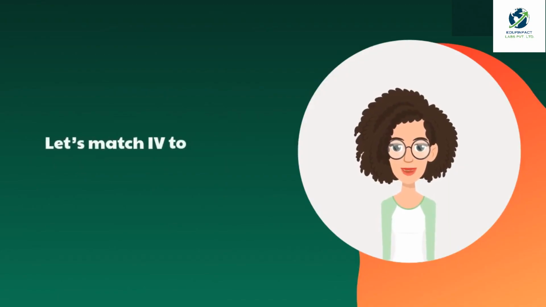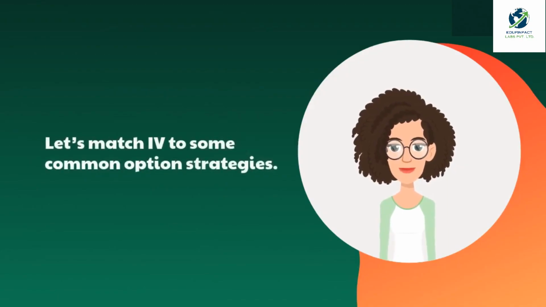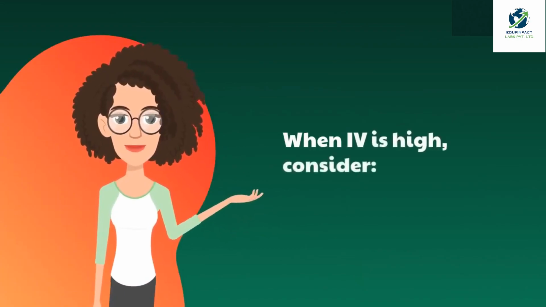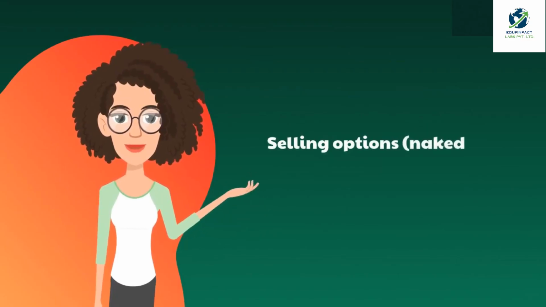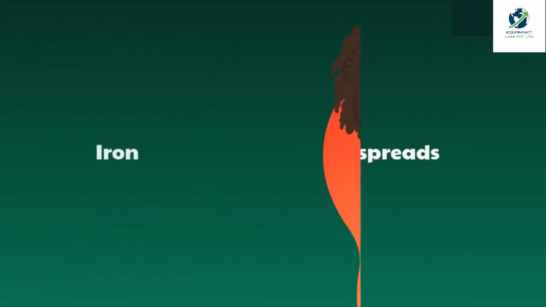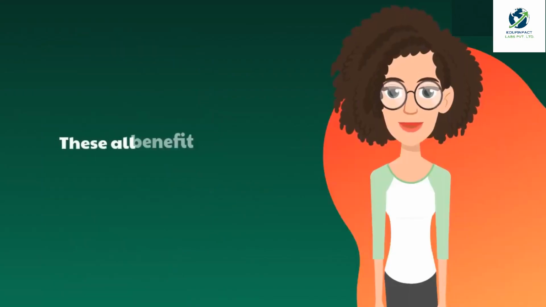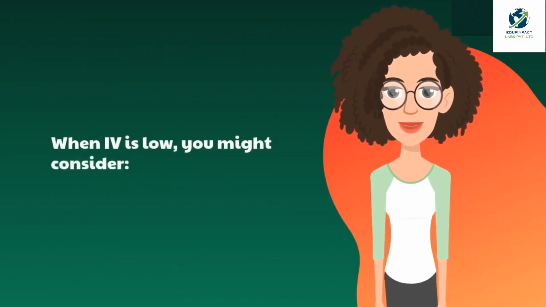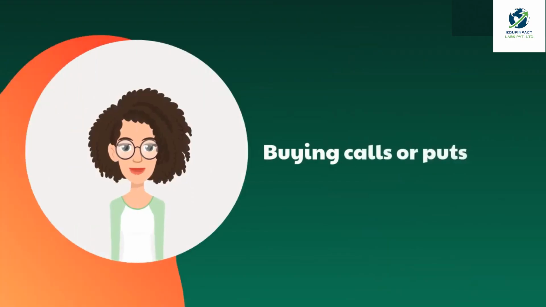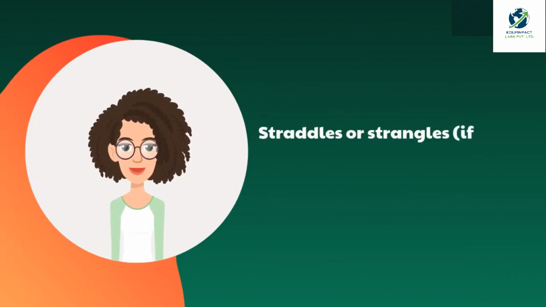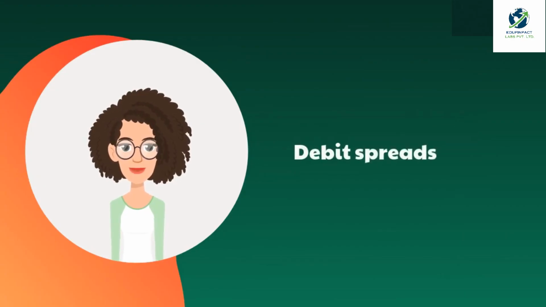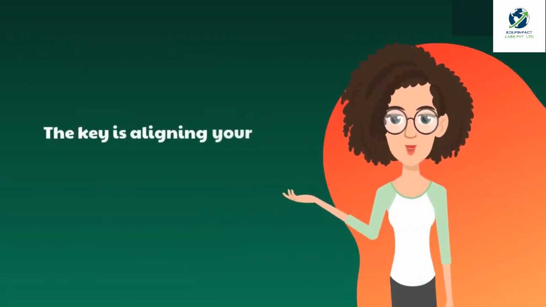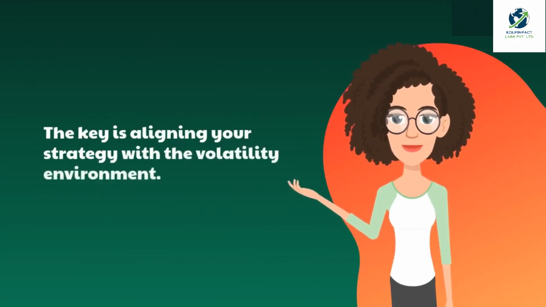Let's match IV to some common option strategies. When IV is high, consider selling options, naked puts, covered calls, credit spreads, iron condors. These all benefit from a drop in volatility. When IV is low, you might consider buying calls or puts, straddles or strangles, if you expect volatility to rise. Debit spreads. The key is aligning your strategy with the volatility environment.